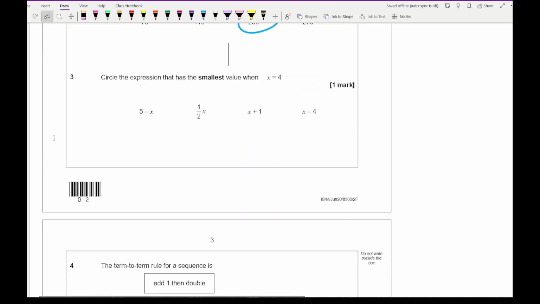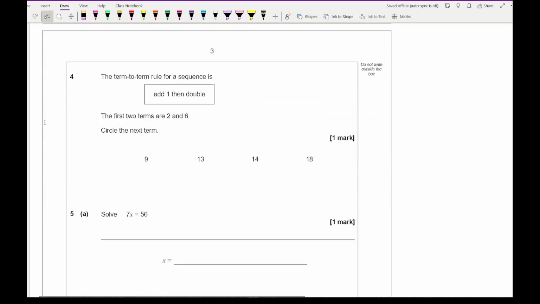Question 3 says circle the expression that has the smallest value when x equals 4. So when x equals 4, this one is going to equal 5 minus 4, which is 1. This is going to be a half of 4, which is 2. x plus 1 is 1 plus 4, which is 5. And 4 take away 4 is 0. So the smallest answer is going to be this one.